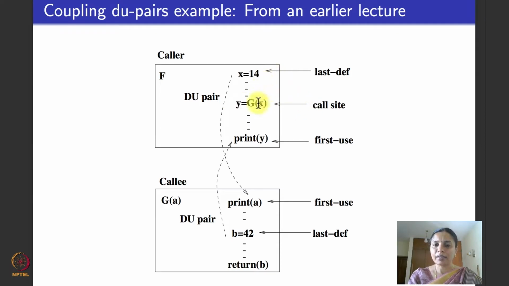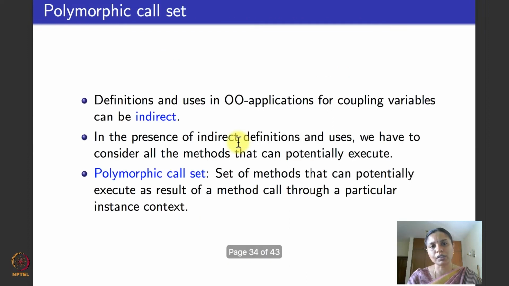The definition of X that occurred just before this call is the last definition. When it's passed, it becomes the first use, and some calculation happens, and the statement that causes the value to be returned is what is called the last definition. So this is what we saw as last definition and first use. Now we'll see the same concept but with reference to object-oriented testing.